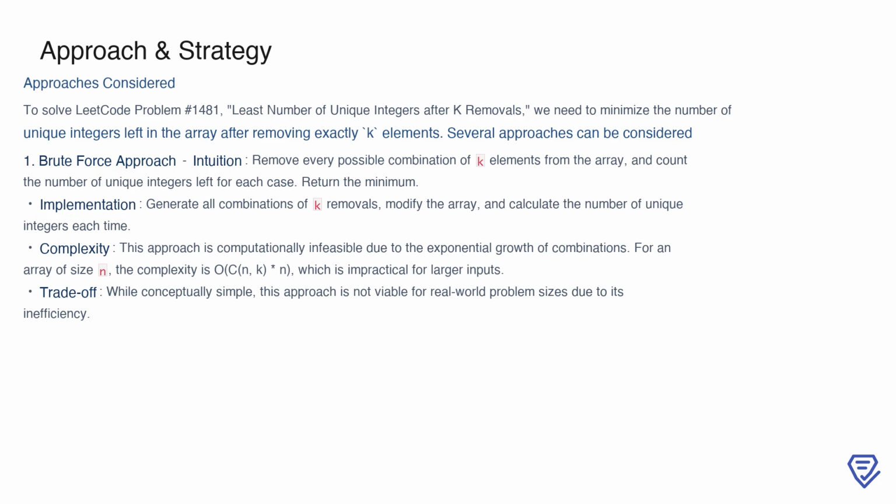However, when we look at the implementation, this involves generating all possible combinations of k removals, modifying the array for each combination, and calculating the number of unique integers repeatedly. The major drawback is the exponential growth in the number of combinations as the array size increases. For an array of size n, this approach has a complexity of O(C(n, k) * n), which becomes computationally infeasible for larger inputs. While it's conceptually simple, this trade-off in efficiency makes it impractical for real-world scenarios.